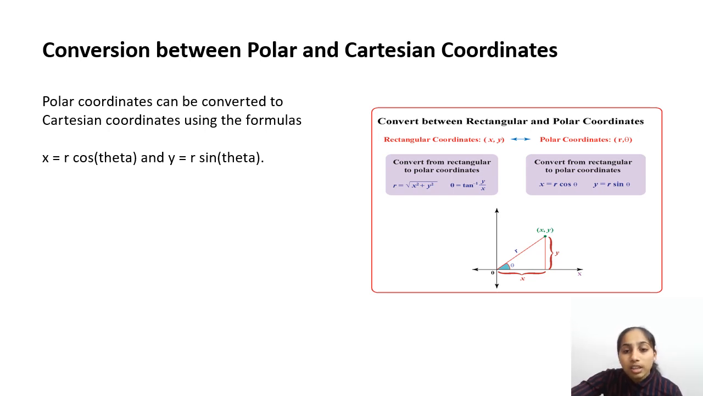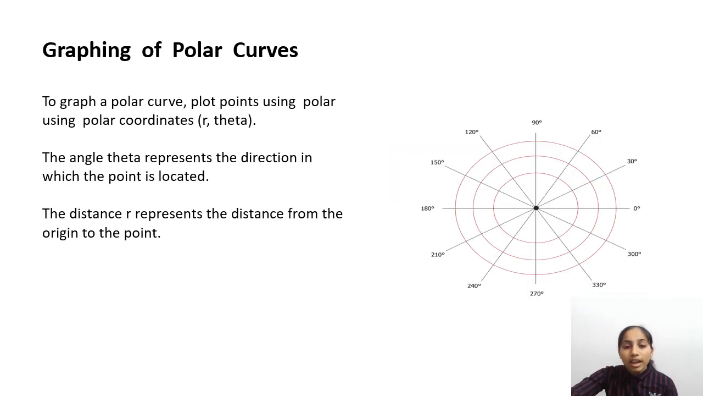Conversion from rectangular to polar coordinates: r is equal to the square root of x squared plus y squared, theta is equal to the tan inverse of y by x. And conversion from polar to rectangular coordinates: x is equal to r cos theta and y is equal to r sin theta. And then graphing of polar curves.